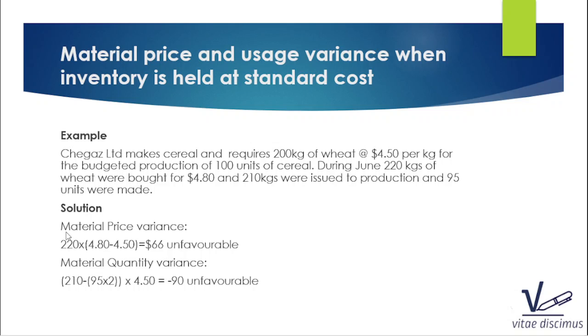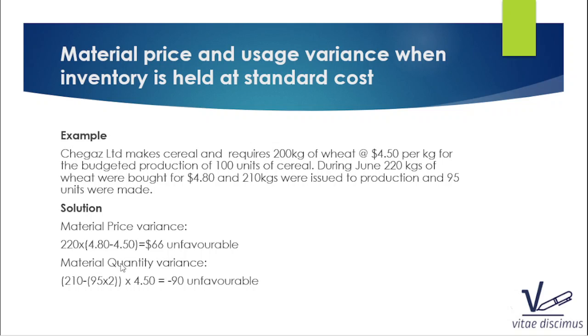That's different from when we are holding inventory at actual cost, because for the material price variance when you are holding it at actual cost, we use the kilograms or material quantities issued to production, but here we use material quantities actually purchased.